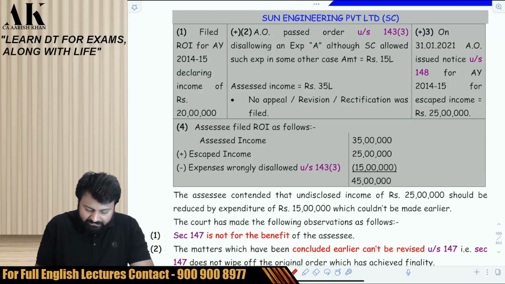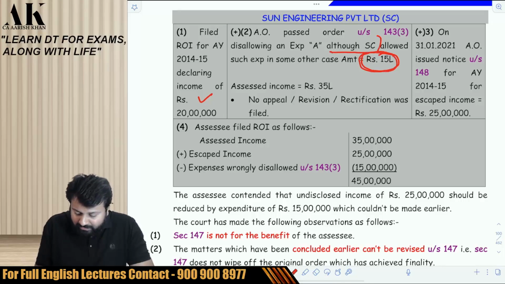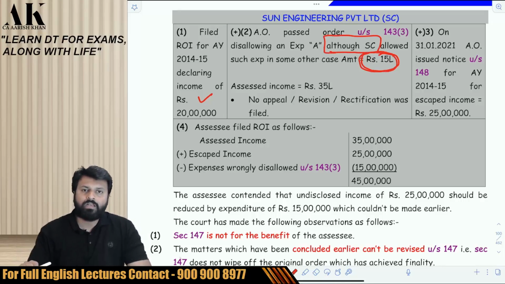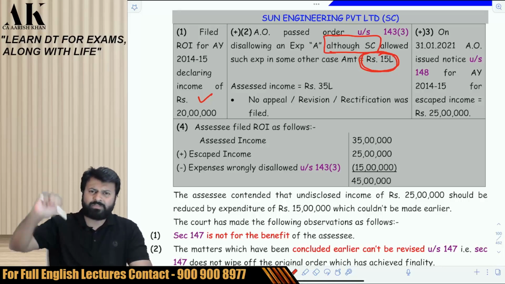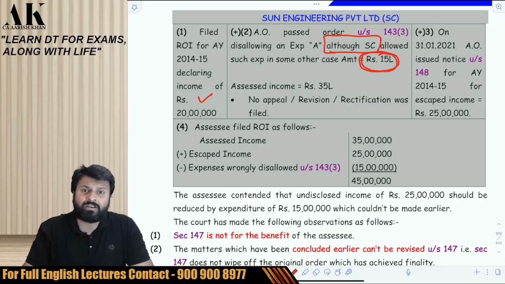What has happened? The assessee has filed a return earlier. In the return, the AO has disallowed some expense of 15 lakh rupees. And listen carefully what this expense is all about. Even though this expenditure was allowed by Supreme Court in some other case. Now, if Supreme Court has already allowed this expense in some other case, why has the assessee not appealed this particular case? Why has he not filed a rectification application? But he failed to do so.